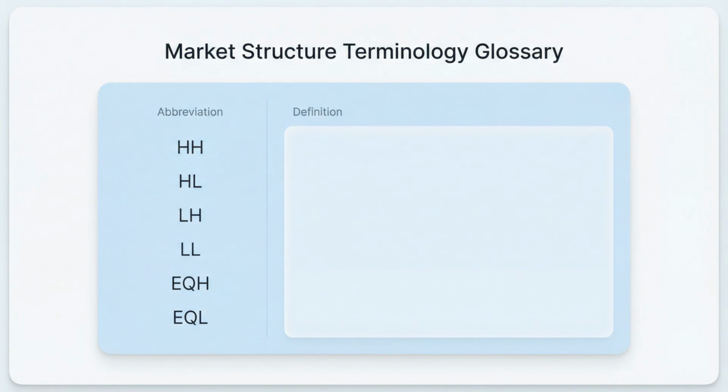Before we look at real charts, let's establish some crucial terminology. Traders use specific abbreviations to map out price swings. We have HH for higher high, HL for higher low. Then there is LH for lower high and LL for lower low. Finally, EQH stands for equal high and EQL is equal low.